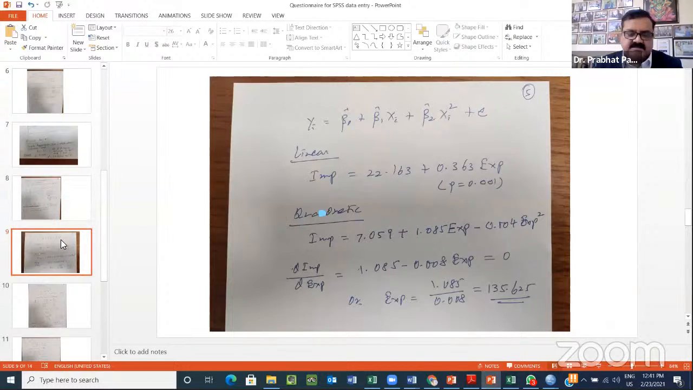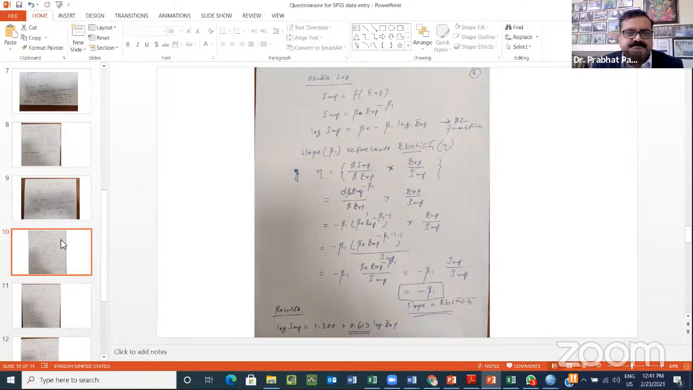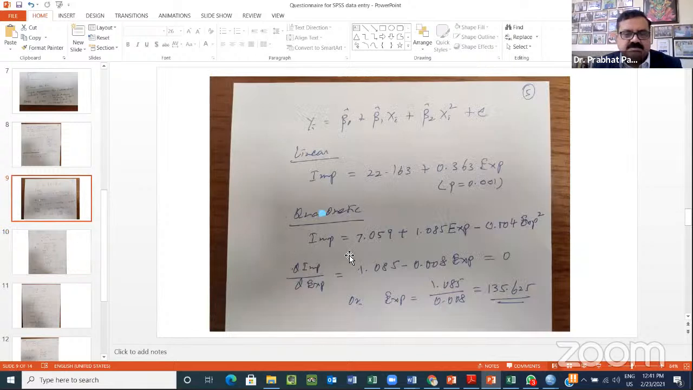If I just give you the idea about the quadratic equation, it is going to look like this: Y is equal to beta 0 plus beta 1x plus beta 2x square, right? So here you have to add this one. It's a squaring of the x variable. So it gives you the rate of change. This beta becomes the rate of change of the curve.